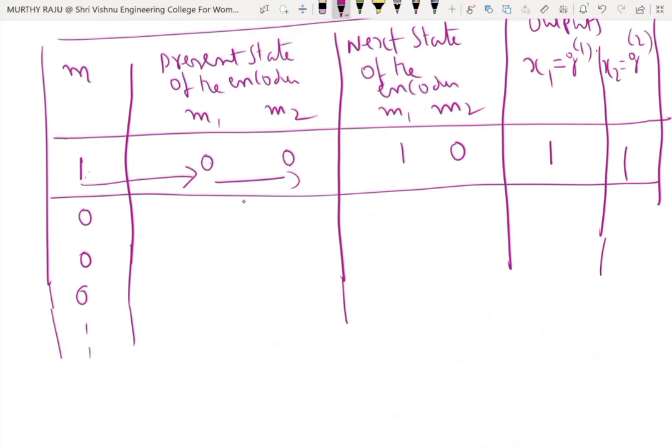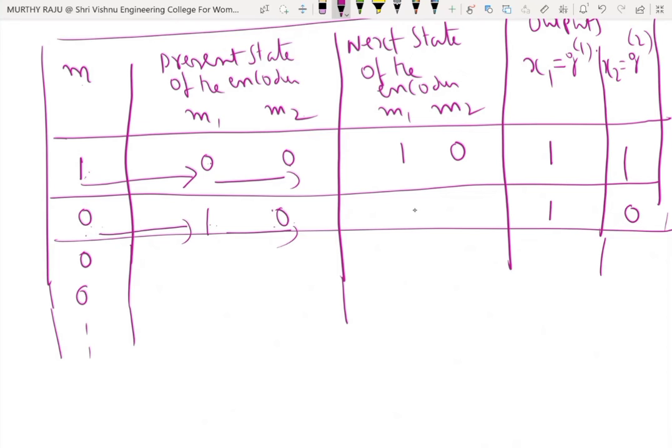The next state of the encoder is the present state of the convolutional encoder for the given next input bit. That means the next input bit is 0. With state 0, 1, 0: M exclusive or with M1 exclusive or with M2. That means 1. X2 is equal to M exclusive or with M2. The 0 exclusive or with 0 is 0. Here 0 is shifted to here, 1 is shifted to here. Means 0, 1.